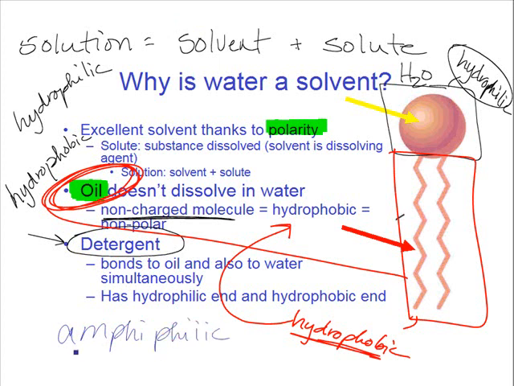Amphi means both. Think of an amphibian. It can exist both on land and in water. Think of people who are ambidextrous. Ambi and amphi are basically the same thing. They mean both. Somebody who's ambidextrous can use both hands.